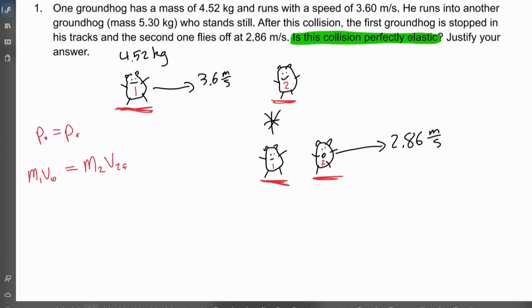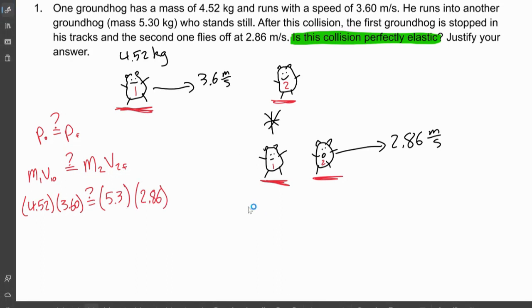All right, so that's how we check our conservation of momentum. Let's plug some things in. 4.52 kilograms. He's off at 3.60 meters per second. Mass of 2. And by the way, this is an equals question mark because we don't know if they're equal yet. We're checking to see. So that's how I'll notate that, is equal sign with a question mark over it. Mass 2 is 5.3 kilograms, flies off at 2.86 meters per second.